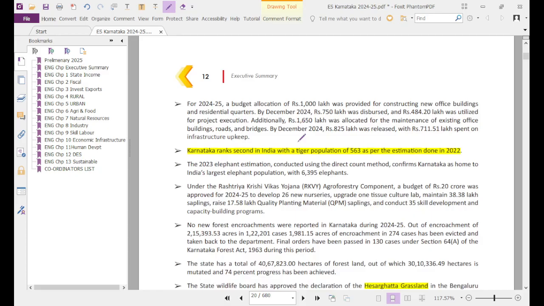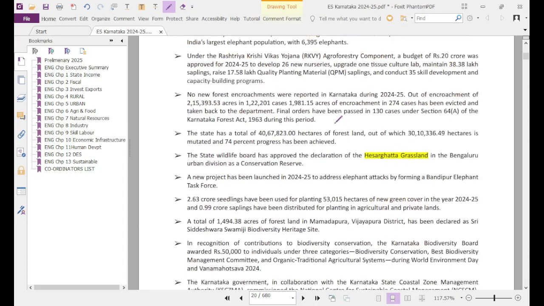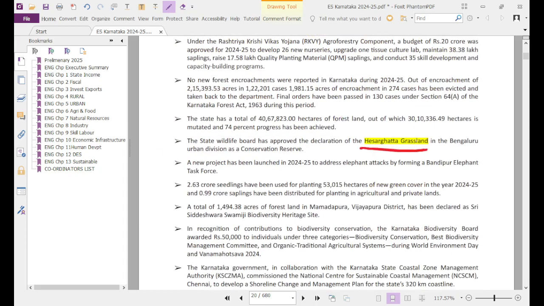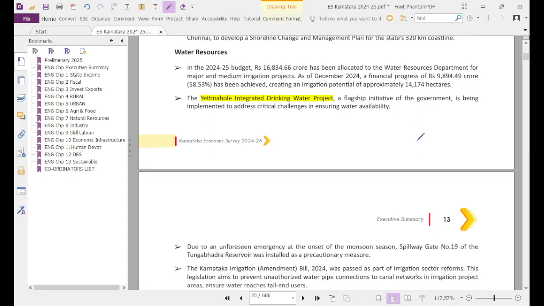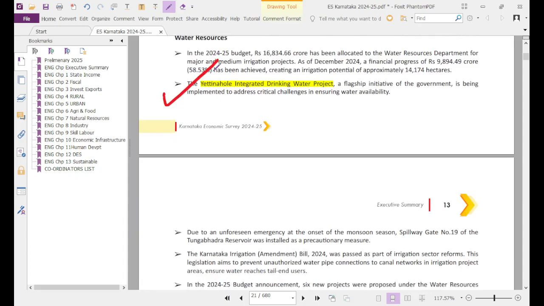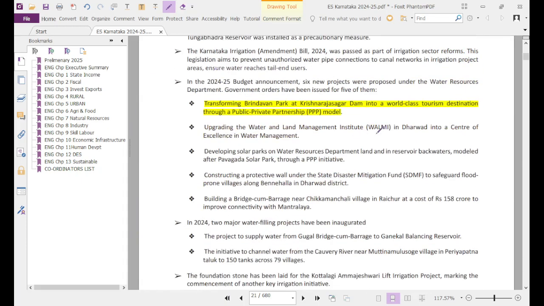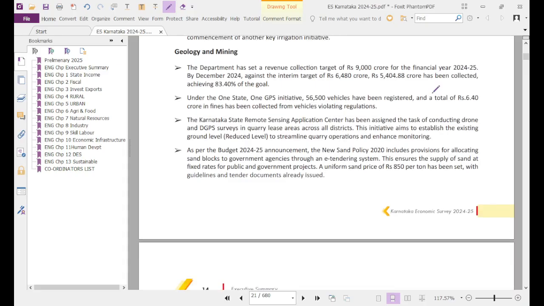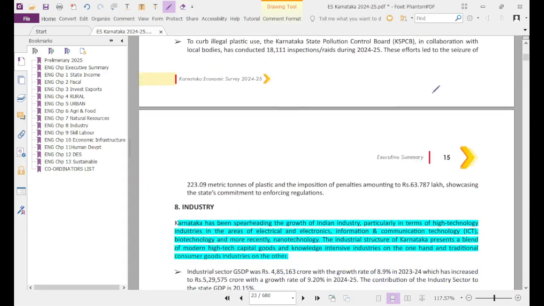Karnataka ranks second in India in tiger population, 563. This happened in 2022, right? The estimation of tigers. First was which state? I think MP, Madhya Pradesh, right? Hesarghatta farmland is there in Bangalore. Yettinahole integrated drinking water project is existing. Transforming Brindavan Park in Krishnarajasagar Dam, right? The KRS Dam, right? It has been considered for a tourism destination also and is being developed with public private partnerships. So various other efforts are there like this. We can quickly dive in.